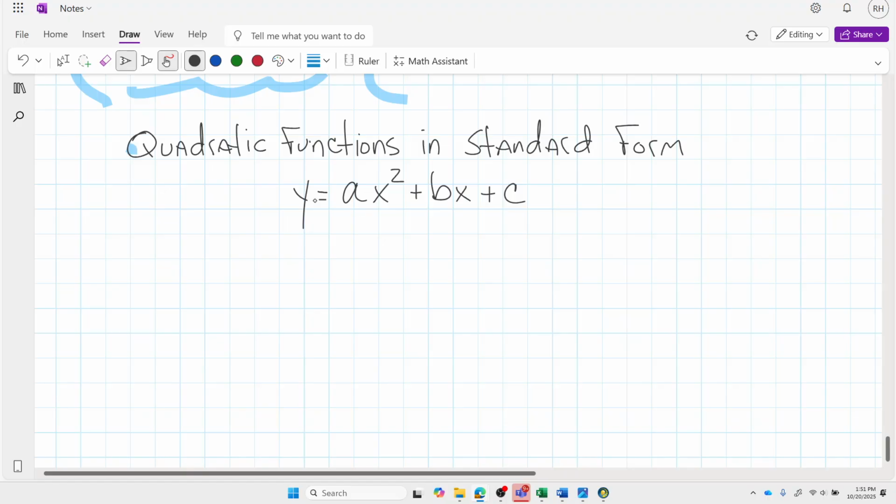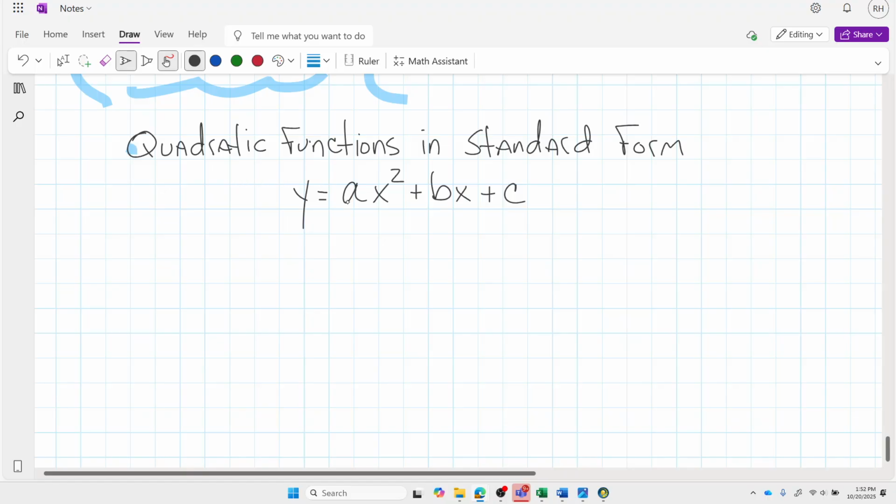And what that means is that whatever's in front of the x squared is the a value. Whatever's in front of the x is the b value. And whatever's out here by itself, this constant, is your c value. All right, so those are your a, your b, and your c values.